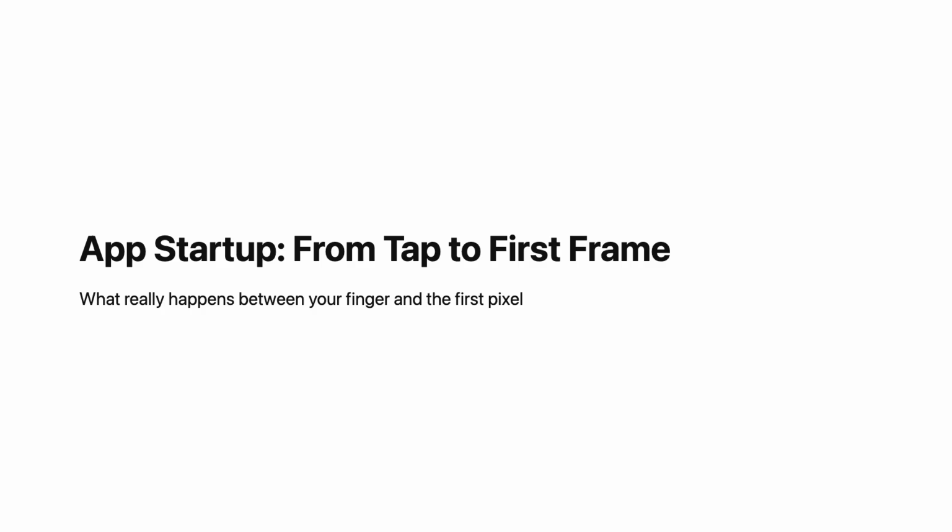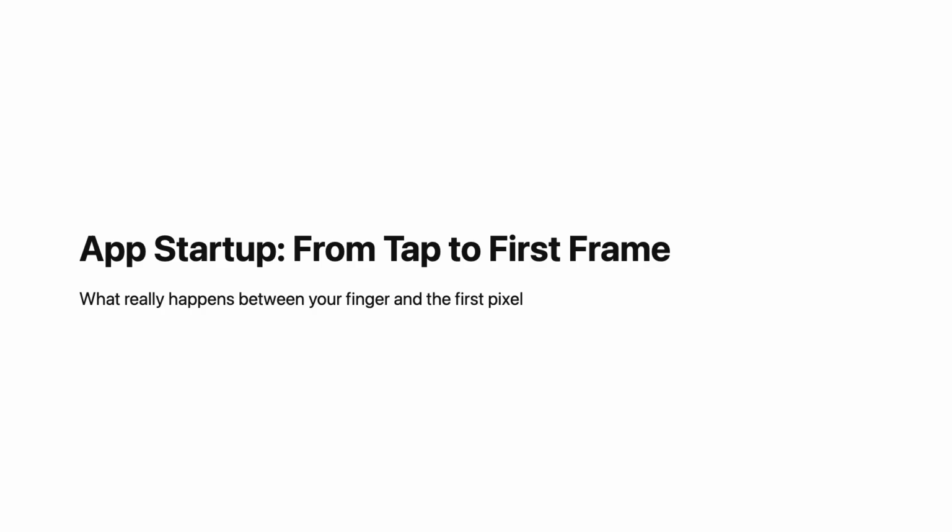Between your finger touching glass and pixels appearing on screen, your phone executes an extraordinary sequence of operations. Processes are forked, memory is allocated, classes are loaded, layouts are inflated, pixels are drawn, and all of it has to happen fast enough that you do not notice. Today we are going to trace that entire journey, from the moment your finger lifts off the icon to the moment the first frame appears on screen. And once you see all the steps, you will understand exactly why some apps launch in 200 milliseconds and others take 2 full seconds.